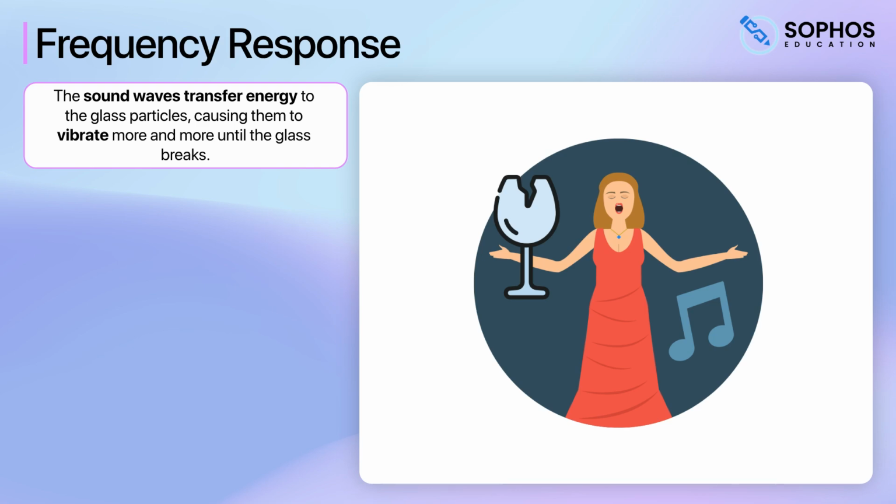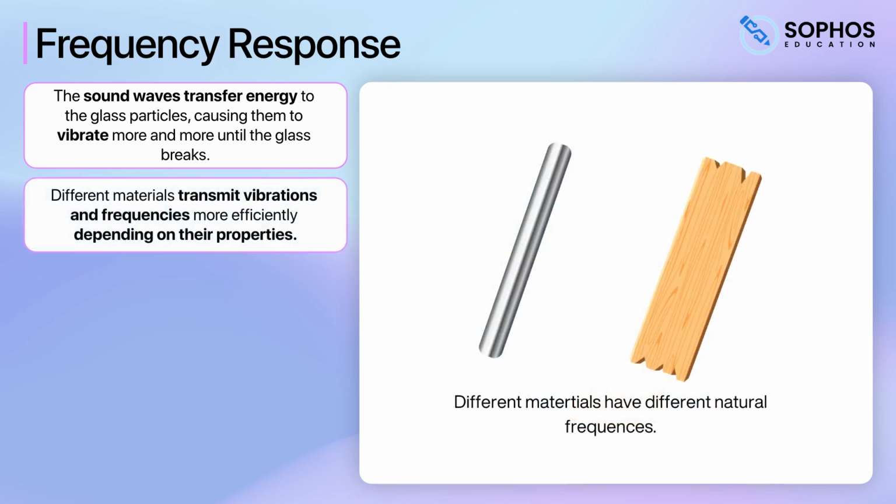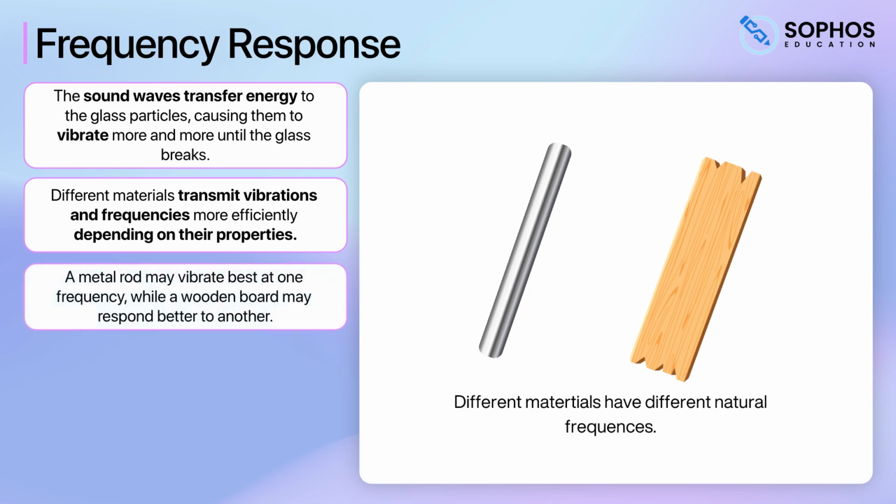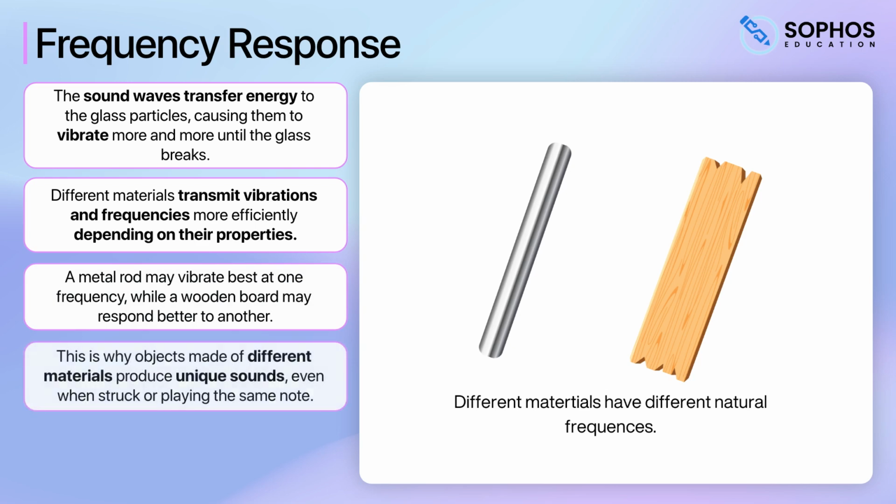It's also worth highlighting that different materials transmit vibrations and frequencies more efficiently depending on their properties. For example, a metal rod may vibrate best at one frequency, while a wooden board may respond better to another. This is why objects made of different materials produce unique sounds, even when struck or playing the same note.